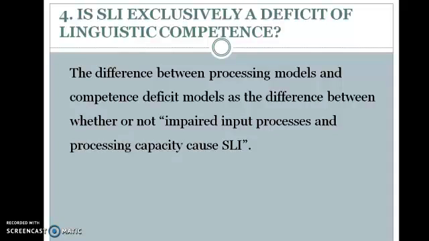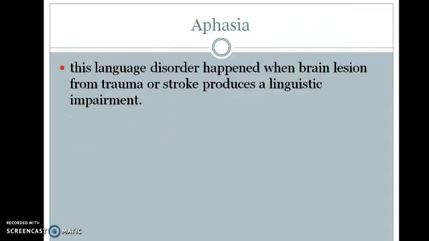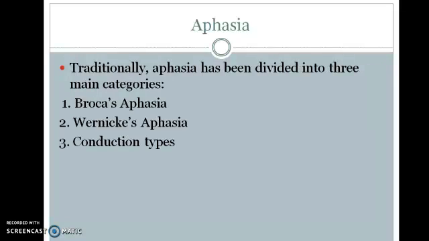Okay, now we move to aphasia. Aphasia here is a language disorder which has a clear etiology, and it happens when a brain lesion from trauma or stroke produces a linguistic impairment. So you will get an aphasia disorder when something goes wrong in your brain. Traditionally, aphasia has been divided into three main categories. The first is Broca's aphasia, the second is Wernicke's aphasia, and the third is conduction type. Broca's is called non-fluent aphasia, and Wernicke's is called fluent aphasia, and anomia is a problem with word finding. Additionally, types include global and conduction aphasia.